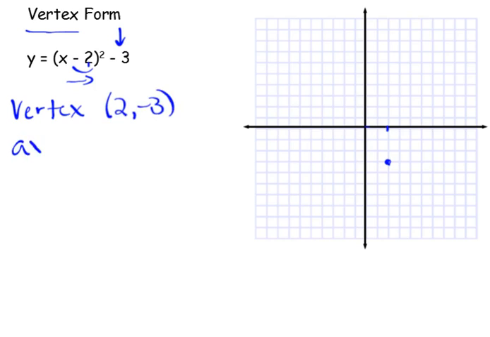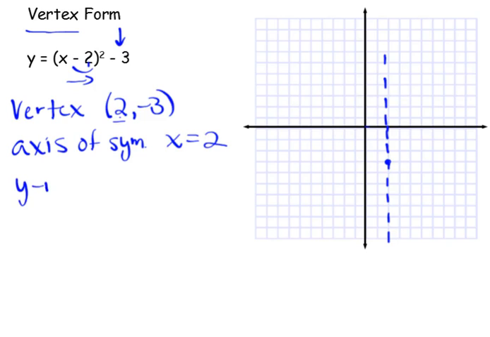The axis of symmetry we know goes through the vertex. And we know that it's a vertical line. Because it's a vertical line, it has to have the equation x equals, and it's got to have the same x as the vertex because it's going to go right through the vertex. So our axis of symmetry for this one is going to be x equals 2.